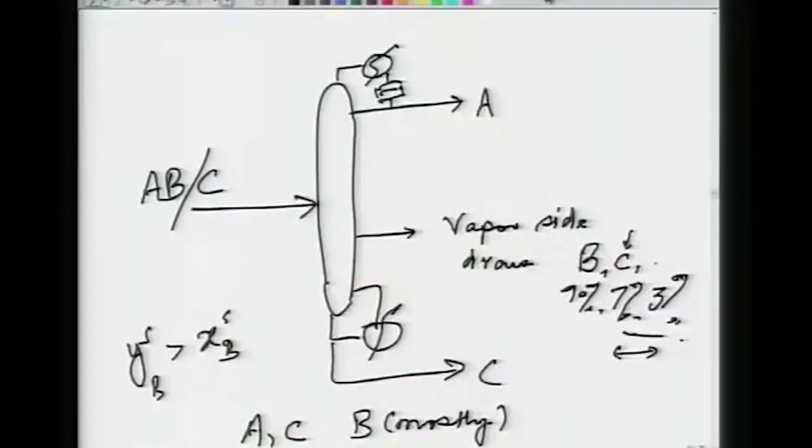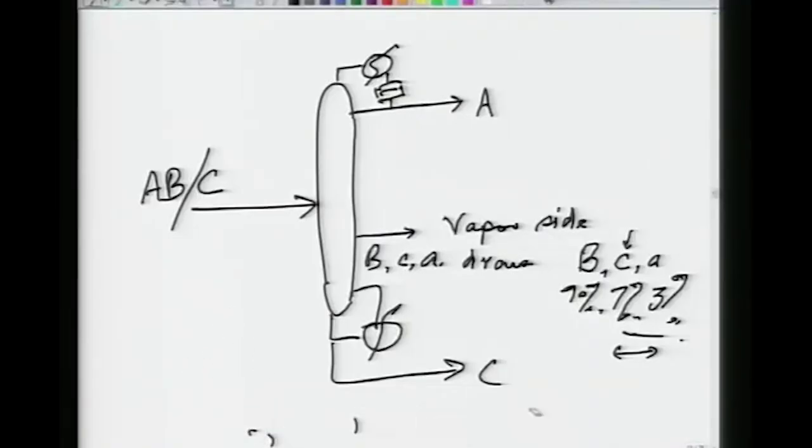All right. So, here I have a configuration in which if I take a vapor side draw from the stripping section, most of the B goes out here. So, I get a lot of B, small amounts of C and A. So, these are two side draw column configurations that are used when it is okay to have the intermediate boiling component which is not nearly pure. It is not necessary to have nearly pure B. So, these are side draw columns.